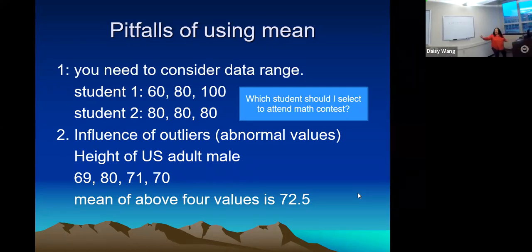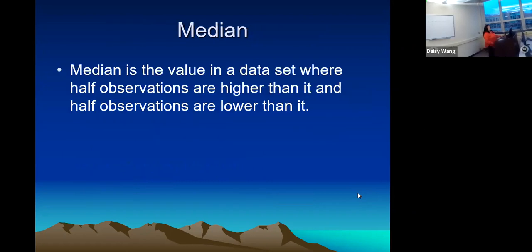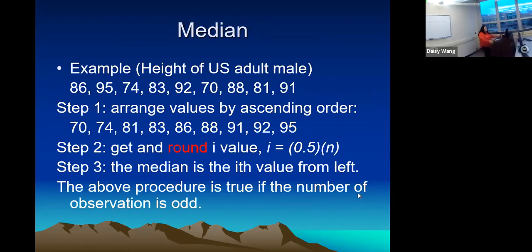So 70.5 is closer to the real center of the data than 72.5. So this is the median. Another example here, okay? We have 86, 95, 74, 83, 92, 70, 88, 81, 91, the heights of US adult males. Then we put these numbers in ascending order, from the smallest number to the largest. So this is the new order.